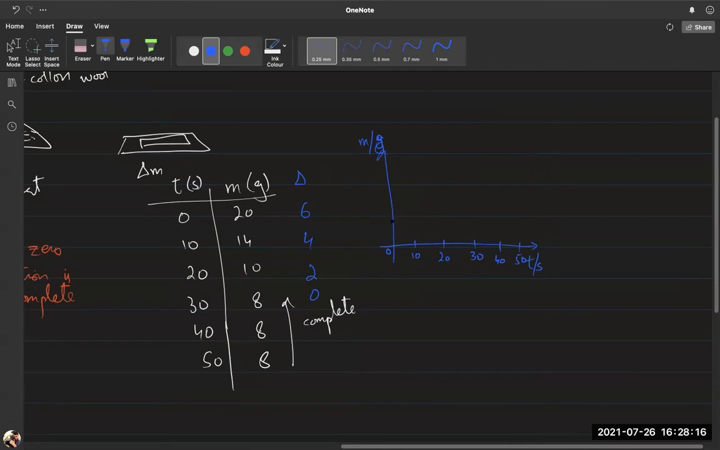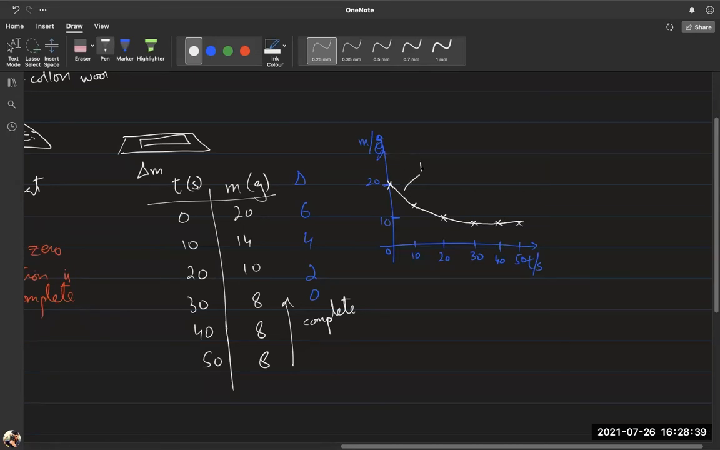And on this side, let's suppose this is 10, this is 20. And I'm going to take the values. At 0, this is 20. At 10, it is 14. At 20, this is 10. At 30, it is 8. At 40, it is 8. And then it is 8 again. So if I were to draw the graph now, I will see it like this.